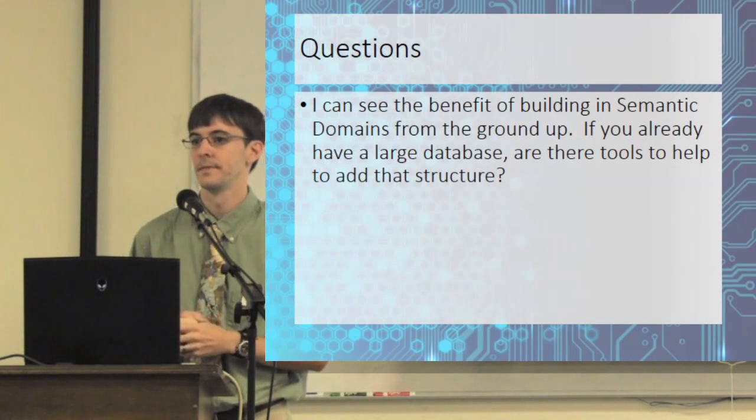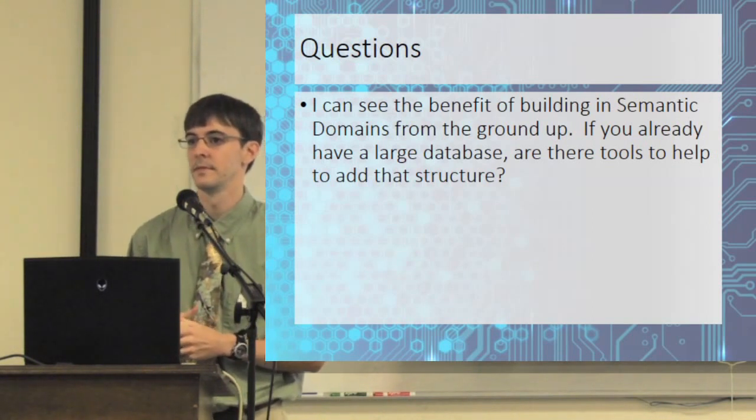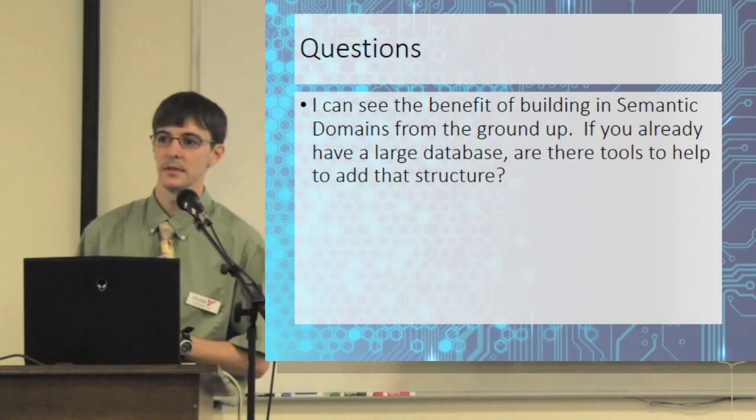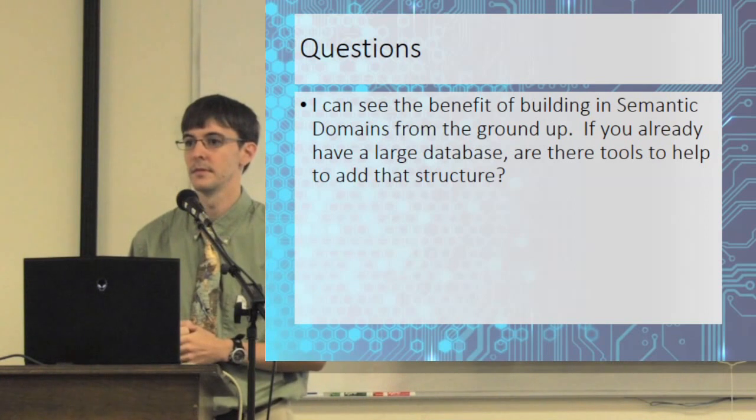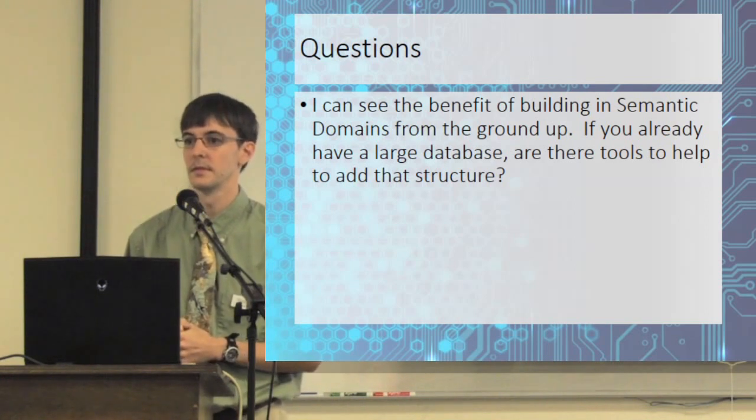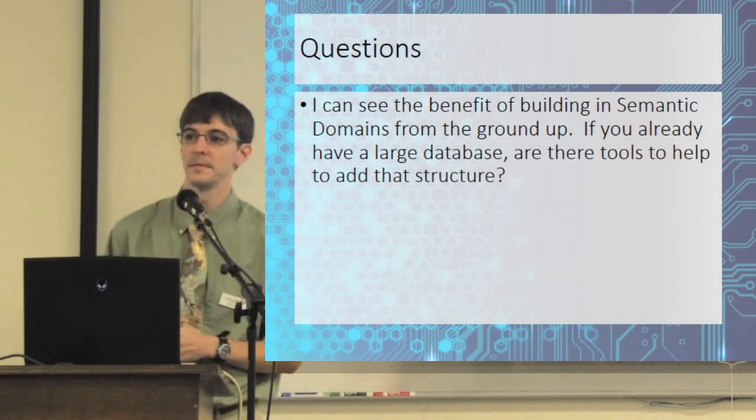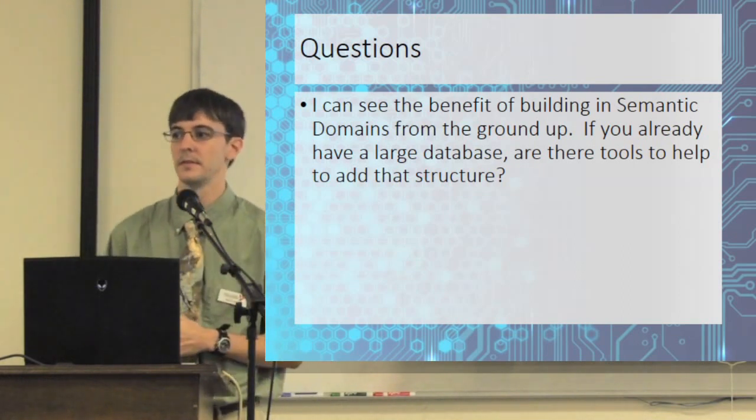I can see the benefit if somebody's starting a new dictionary project or a new lexical database, building in from the ground these types of links to resources, whether it's semantic domains or something else. If you already have a large database that you built over the years or inherited from somebody, and it doesn't have all of this built in, are there tools to speed up the process of adding that structure where it's not there from the beginning? Because that would be as large a task, I would think.